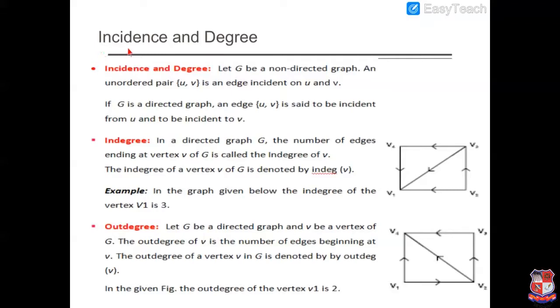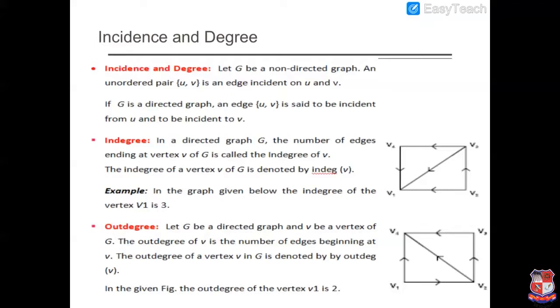Now incidence and degree. Let G be a non-directed graph. An unordered pair UV is an edge incident to U and V. If G is a directed graph, an edge UV is said to be incident from U and to be incident to V. Now, what is in degree and out degree in a directed graph?